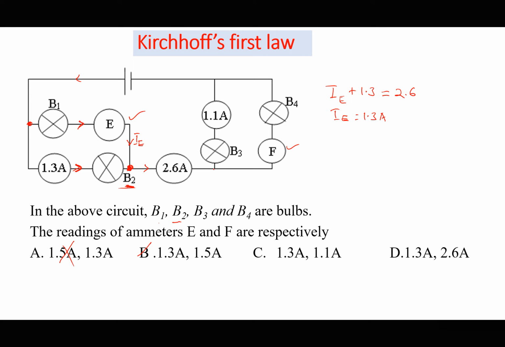Then I can check F. So 2.6 is entering this junction. Part of it takes this path, part of it takes that path. So the current here I'll call IF. IF is leaving the junction, and 1.1 is also leaving the junction, but what is entering the junction is 2.6. So IF is going to be 2.6 minus 1.1, which is 1.5 amperes. So it means our answer is going to be B.